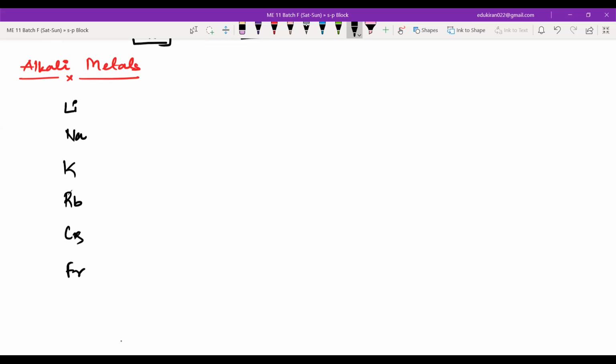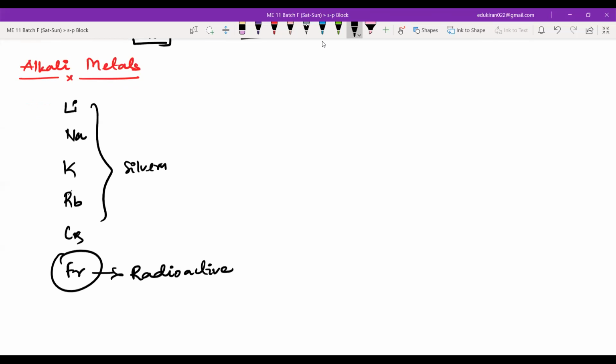Now francium is radioactive. And the next thing is that all of these metals are silvery solids. They look like silver and they are solid.